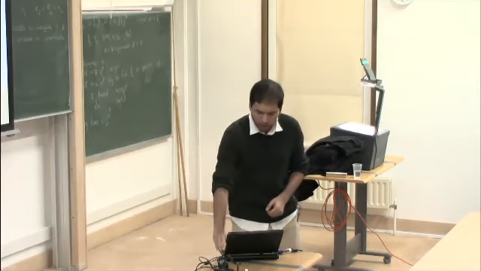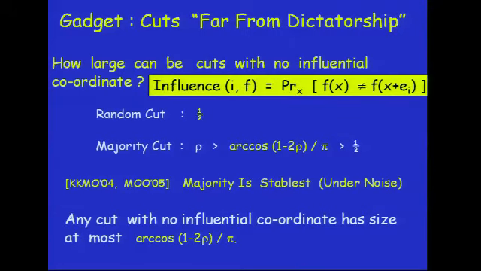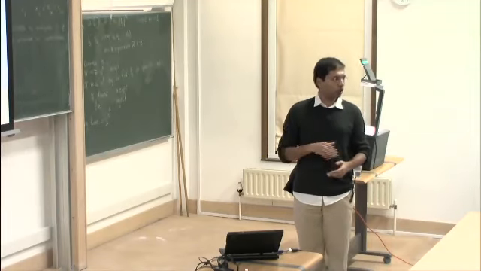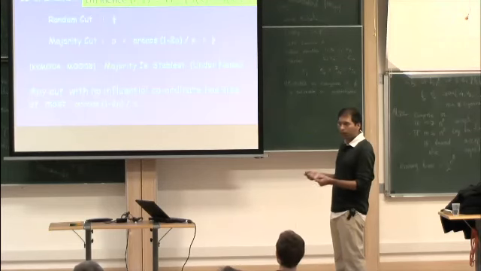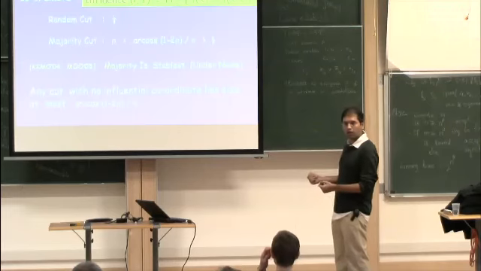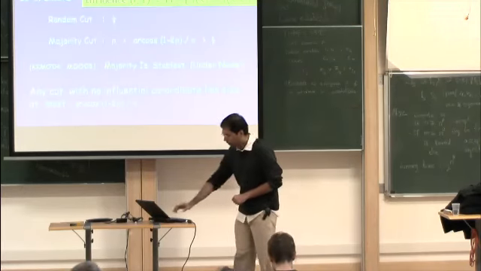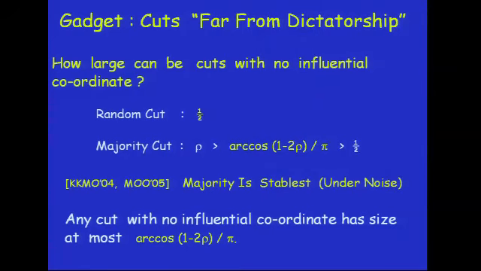Specifically, you can define influences of variables on functions. The influence of the ith coordinate on a function is the probability that f of x differs from f of x with the ith coordinate flipped. So these are influences of coordinates. For a dictatorship function, that specific coordinate has influence 1 and the remaining have influence 0. So we can say that a cut is far from a dictator if the corresponding Boolean function has no variable with any significant influence, or rather all influences are negligible. These are the cuts we need to worry about.